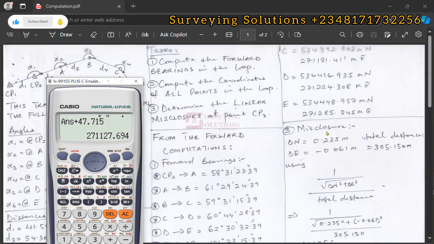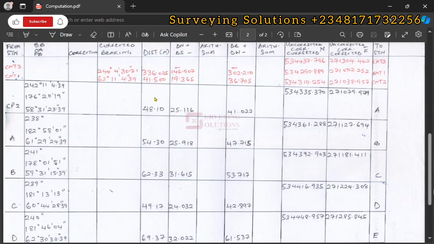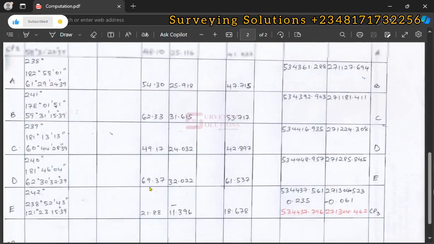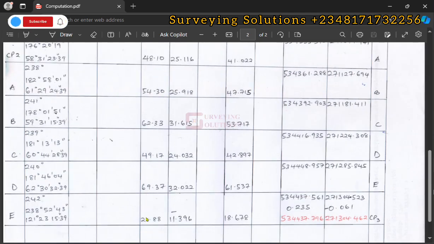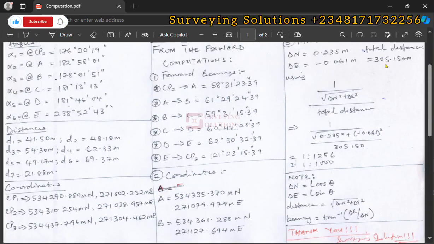So we discovered that our total distance is 305.150, and this is gotten by adding all of these distances from 48.1 down to 21.88. So if you add all of these values down to this point, you should be able to arrive at this 305.150 meters, right? Good. So we now use this to get the linear accuracy, which is actually not too good, right?